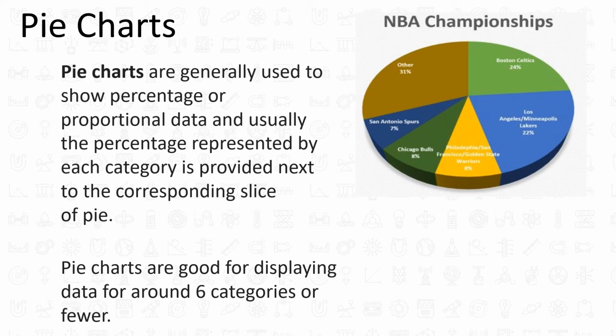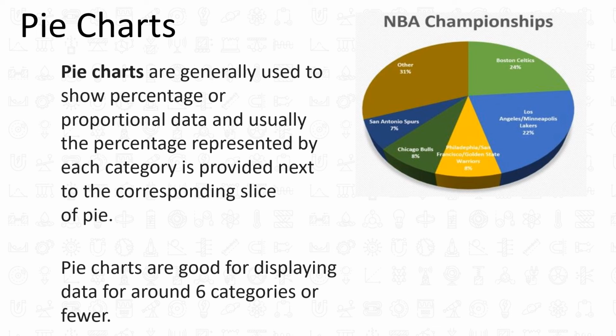Pie charts are generally used to show percentage or proportional data, and usually the percentage represented by each category is provided next to the corresponding slice of pie. So pie charts are good for displaying data for around 6 categories or fewer. If you have too many things, it gets kind of hard to read them.